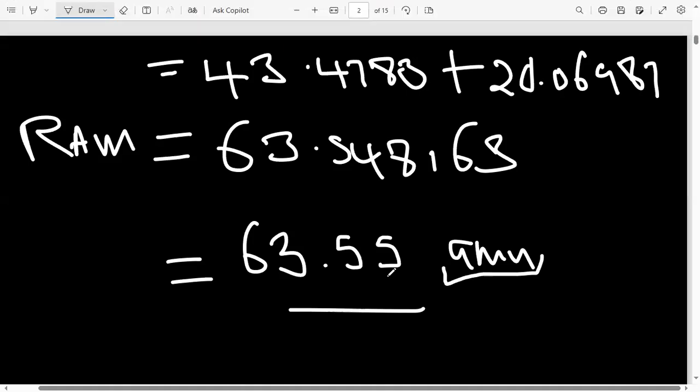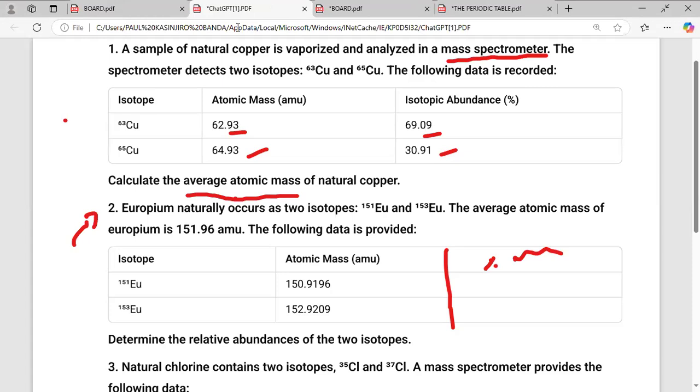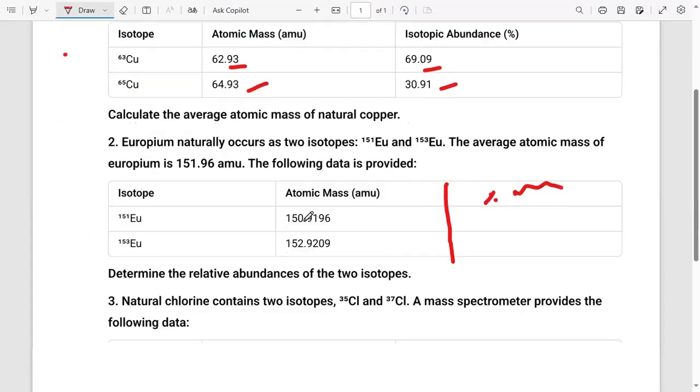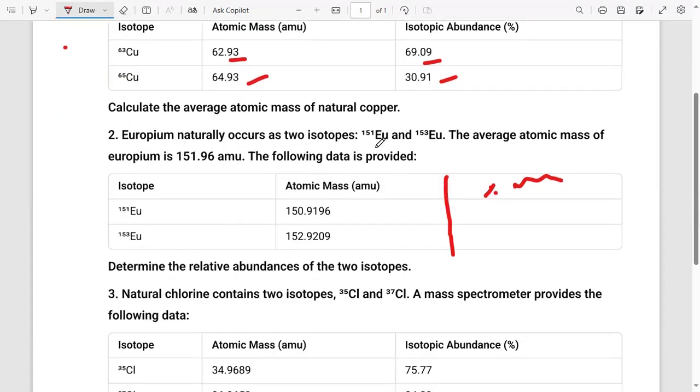Okay, all right, and then let's look at the other question now. In the other question, we are not finding the relative atomic mass. Instead, we are finding the percentage abundances. So there are 2 things that we have to take note of, and I'll show you. Let's look at question 2. They're saying europium naturally occurs as 2 isotopes. There's europium 151, and then there's europium 153. And then they are telling us the average atomic mass of europium is what?